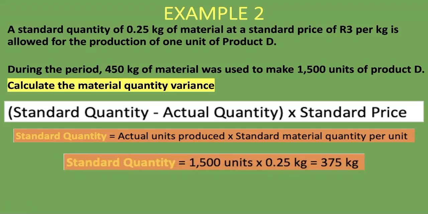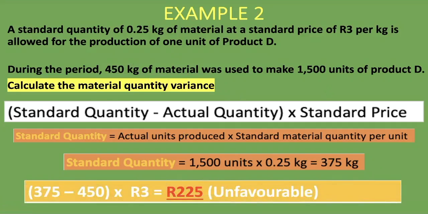So what is our material quantity variance? Well, now that we have our standard quantity, which is 375, we take that minus the actual quantity of 450, and then we multiply that by the 3 rand standard price. And what do we get? We get 225 rand unfavorable. And that is our variance. Now, why is it unfavorable again? Well, if you punch it into your calculator, it came out as a negative. That's how you'd easily know that it's unfavorable.